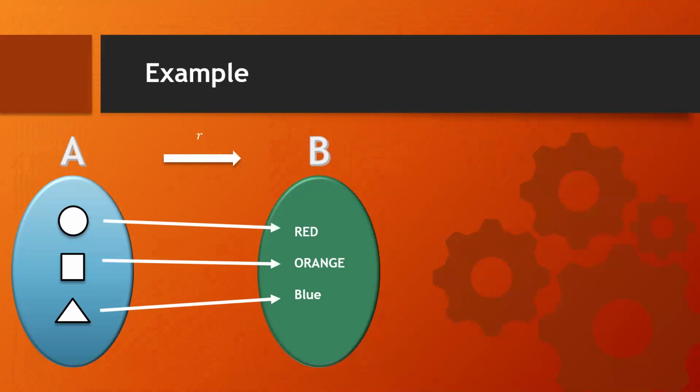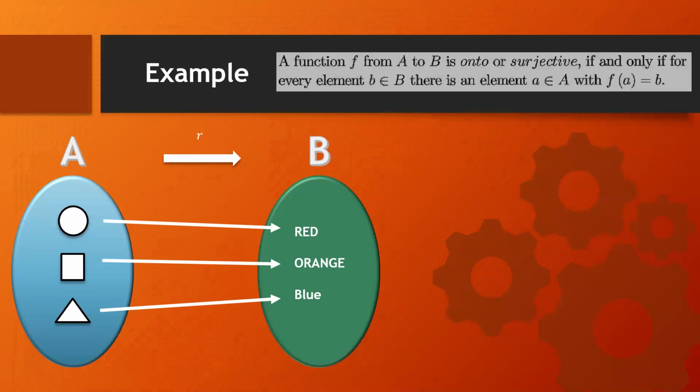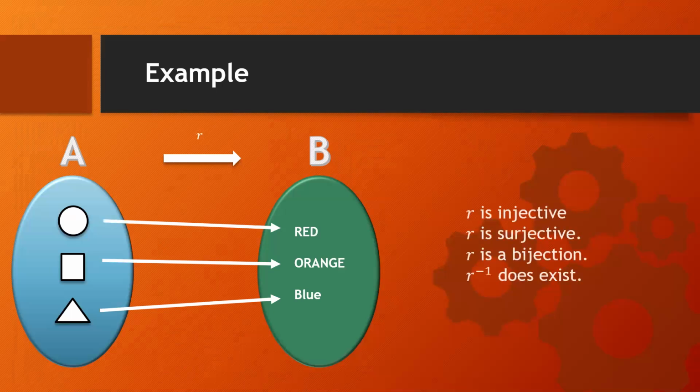Let's take a look at R. Is it injective? Yeah. Everything gets mapped to by exactly one element. Is it surjective? Yes. For every element in the codomain in B, there's an element that maps to it. So it's injective, it's surjective, so there's a bijection, and so the inverse does exist.